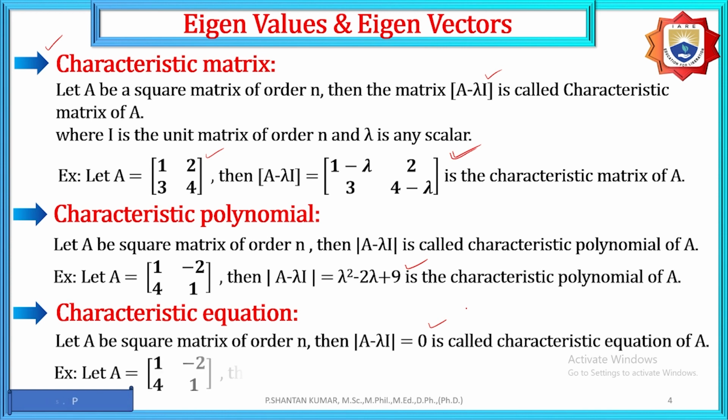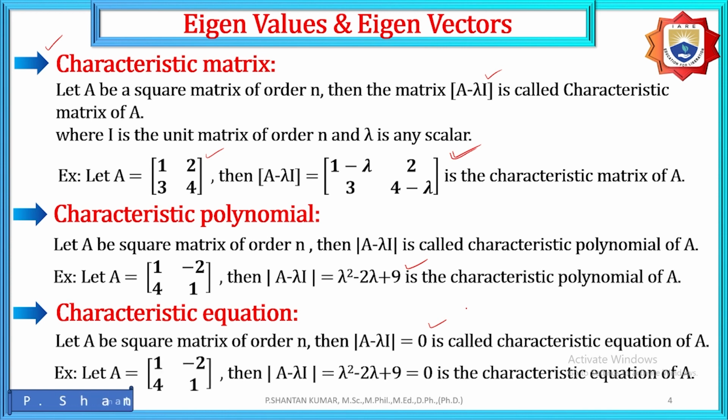For example, here let us consider the same matrix. By equating the characteristic polynomial to 0, that means these are three different terminologies to remember: the characteristic matrix, the characteristic polynomial, and the characteristic equation. And while solving the characteristic equation, we get the solutions. Those solutions are called the eigen values.